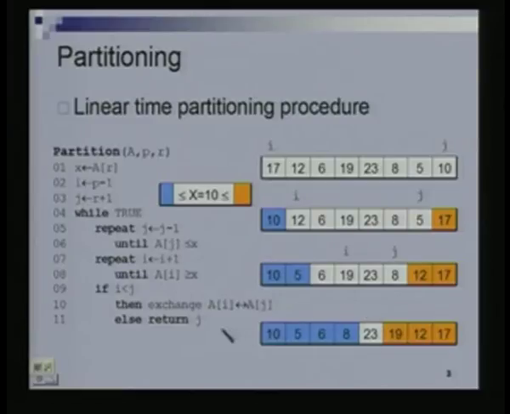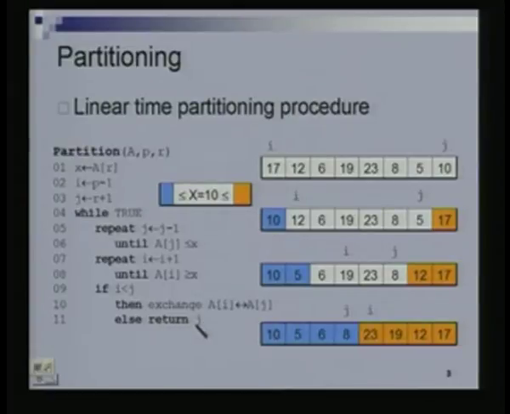j is searching for something which is smaller than 10. So it will come to this position. This is the first element which is smaller than 10. So it comes here, and I will continue incrementing i till it finds something which is larger than 10. So it comes here, and now i and j have crossed each other, which means our job is done. So if i is less than j, then you do an exchange. If i is more than j, which means they crossed each other, then you exit.